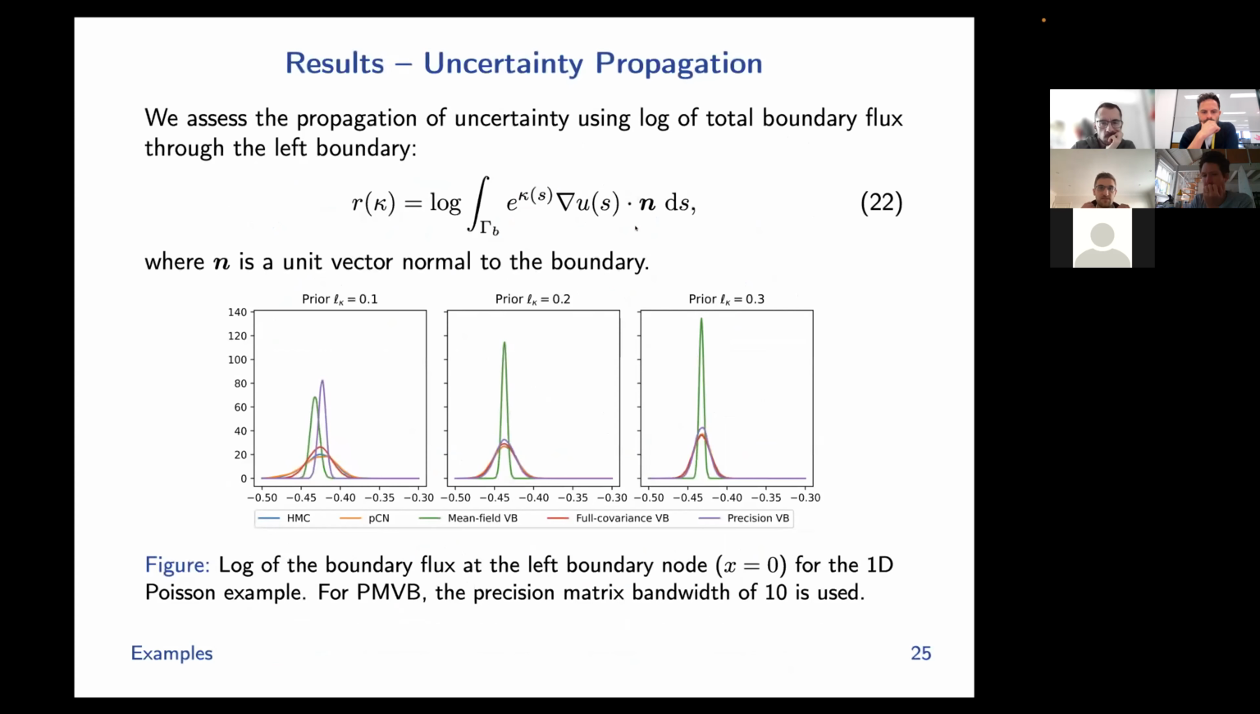Then we've also tested how well these methods do in terms of uncertainty propagation. Let's say we are interested in a specific quantity.